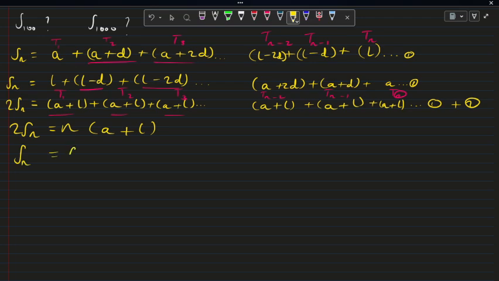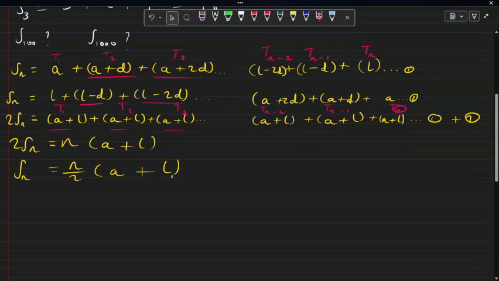So I will have Sn is equal to n over 2 times (A plus L). Okay, so this is our equation that we will use to determine the sum of any number of terms, provided that the series we are working with is an arithmetic series. Provided that the series is an arithmetic series, we will use this equation to determine the sum of that particular series. Now, a few things to take note of before we continue.